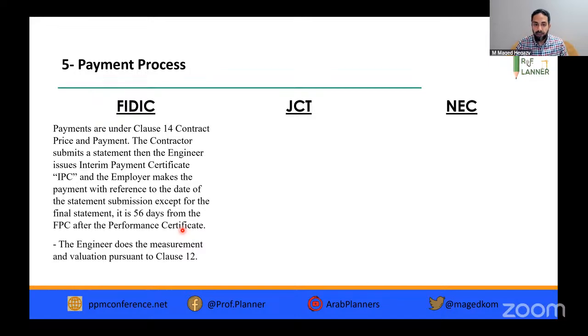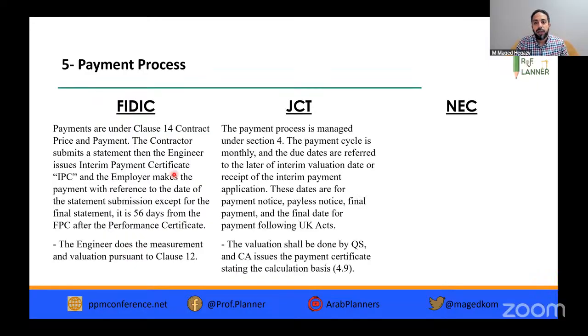This is FIDIC and the types of payment in FIDIC. Here in GCT, the payment process is managed under Section 4. The payment cycle is monthly. Due dates are referred to as not later than the interim valuation, receipt of the interim payment application. Then we have the payment notice, and also we have the final payment and the final date for payment.